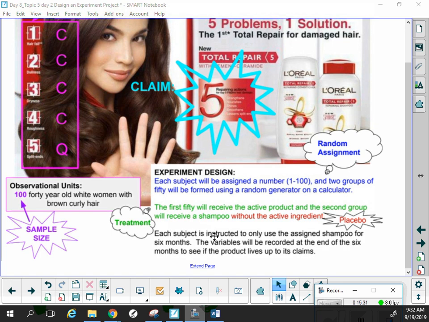Each subject is instructed to only use the assigned shampoo for 6 months. The variables will be recorded at the end of the 6 months to see if the product lives up to its claim. So I'm not making up results here. I'm just designing the experiment that potentially someone else could do.